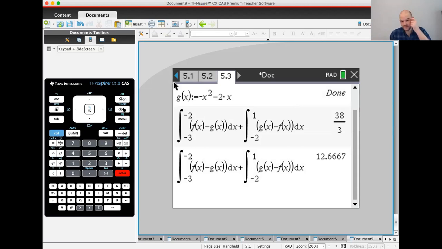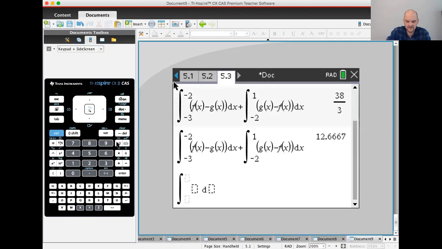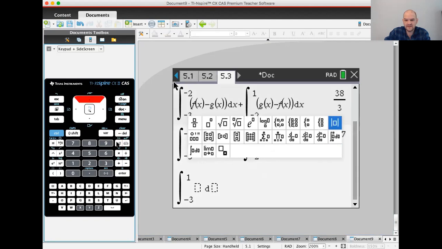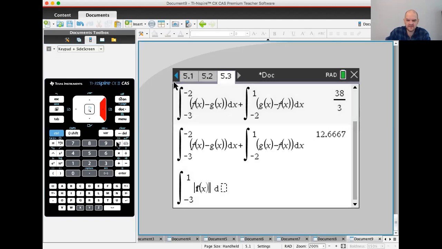Okay, one alternative method. So I think you should do it this way, the way that we've done it, where you break it up. There is an alternative method, so you have to watch out because this will not be useful on multiple choice questions. If you have to do it by hand, this isn't useful, but the calculator can deal with absolute value. So you can actually do the integral from -3 to 1 of the absolute value. So I should use the template. The absolute value of f of x minus g of x.